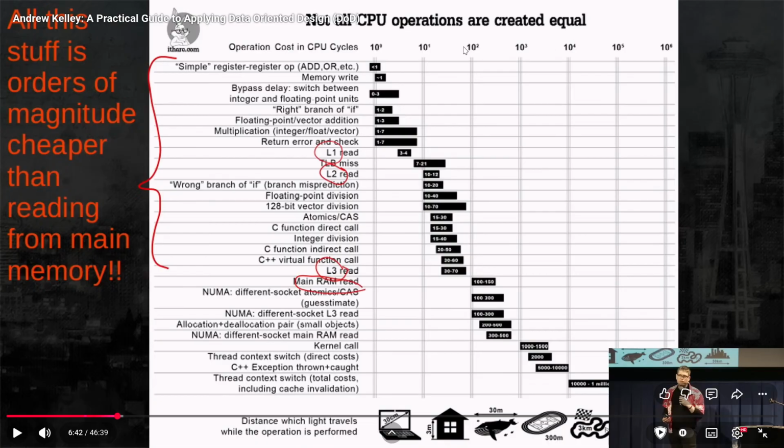And bypass delay, switching between integer and floating point units, is 0 to 3 cycles. I don't really think about this. Then there's the right branch of an if, so we need to talk about branch prediction. We will get to that later, obviously. If the prediction makes a correct guess, that takes 1 to 2 cycles. That is really fast. Floating point or vector addition is 1 to 3 cycles.